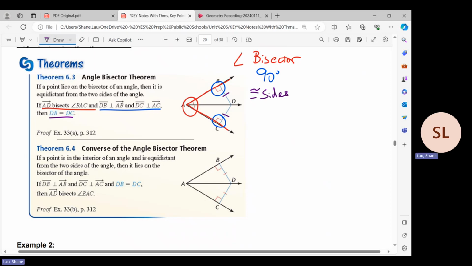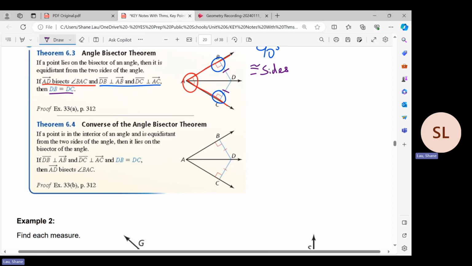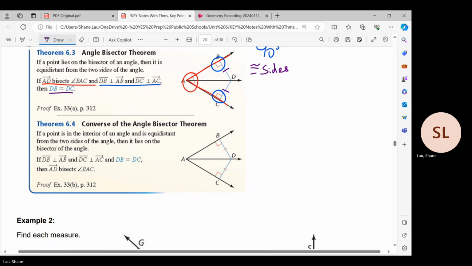So the only main difference between these two is what kind of bisector we're working with. Of course, what we're working with right now is the angle bisector, and what we were working with previously was the segment bisector. So making sure that we can distinguish that. Okay.